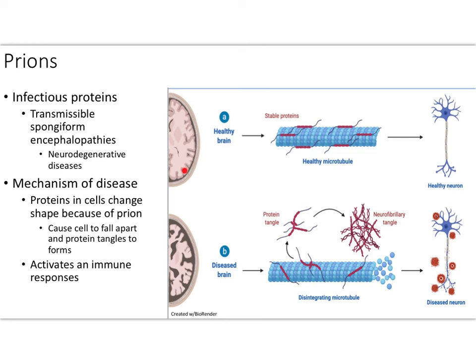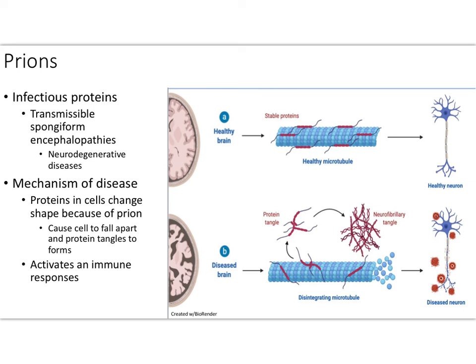So if this is our healthy brain with stable proteins and normal neurons, and we get infected by a prion, that prion starts to cause our normal proteins in this neuron to change shape and essentially turn into a prion. And then all of those copies will go attach to the proteins on the cell next to them and cause those to turn into the prion version of the protein. And so this ends up spreading throughout the brain.